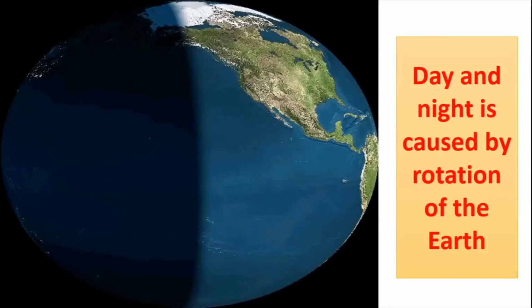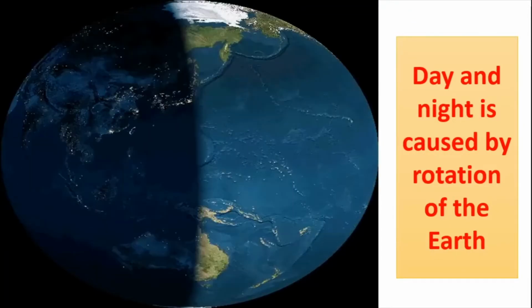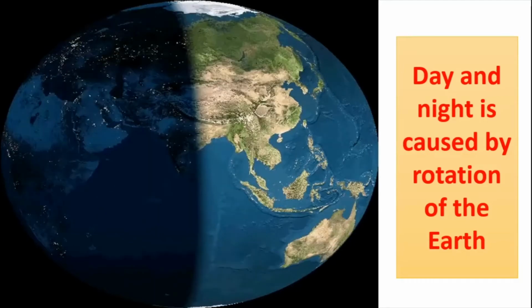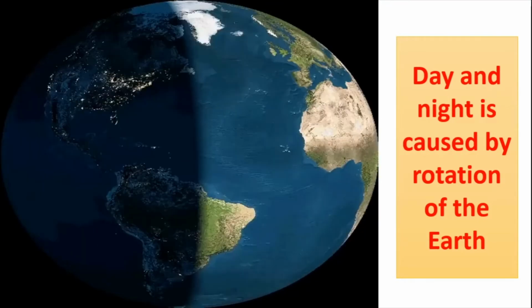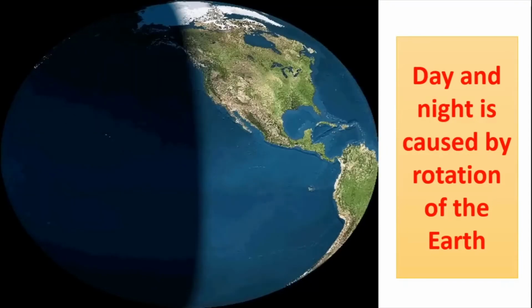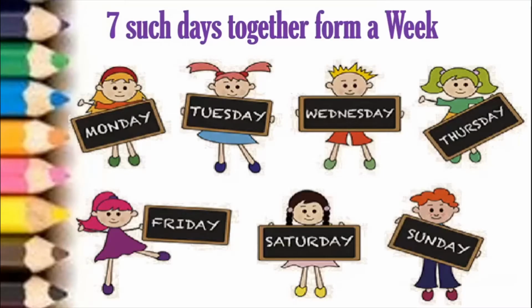So this we did last time, children. We know about what is day, and we saw in detail about how night is caused and about the rotation of the earth and so many other things. So we will not be repeating this again today. Let us straight away see how these days are clubbed together. 7 days are clubbed together, and then we call it a week. So we have Monday, Tuesday, Wednesday, Thursday, Friday, Saturday and Sunday, which are the 7 days of a week.